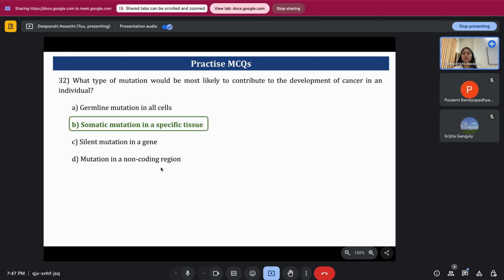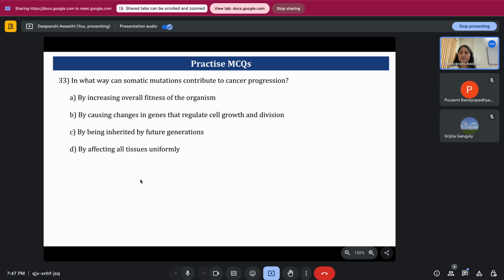But we cannot ignore this option, because in some scenarios it can have influence on the particular protein expression, which might be linked to the development of a cancer. If that particular protein is either overexpressed or not expressed, then it can be linked to a cancer. But in these options, option B was most likely. That's why it was correct.